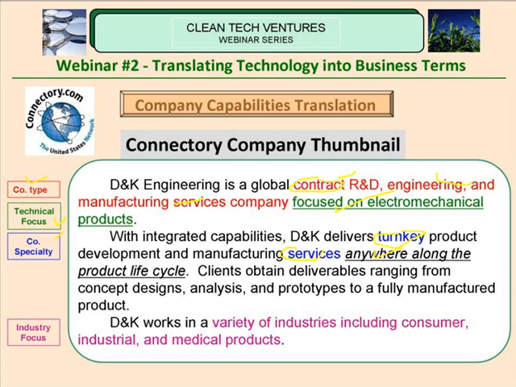And then again, the other thing they say that's really important here is they talk about their particular variety of industries, but they call out the ones that are most important: consumer, industrial, and medical. Is there anything else you wanted to add there, Bernie?